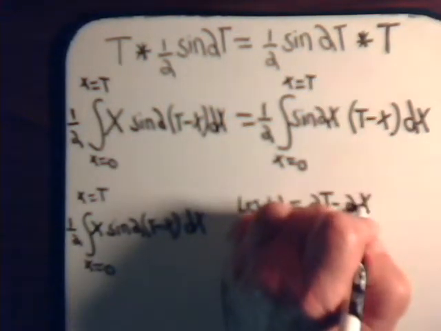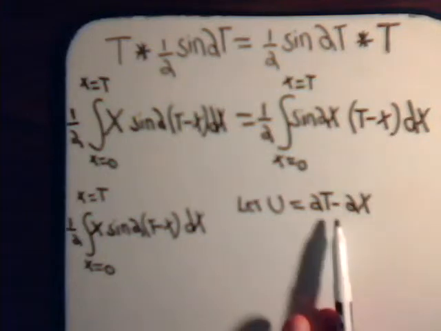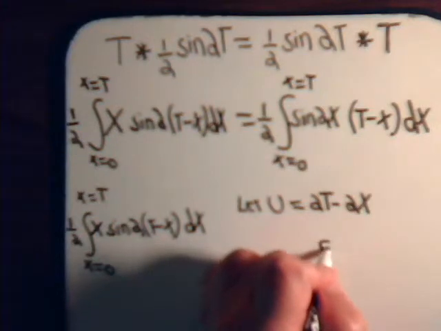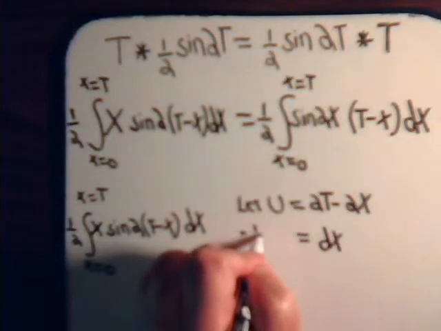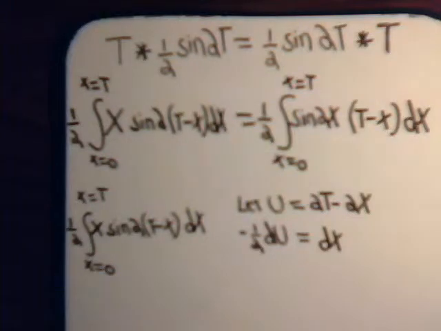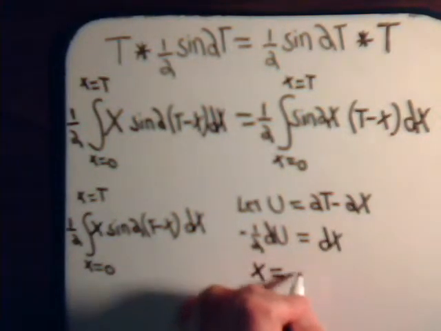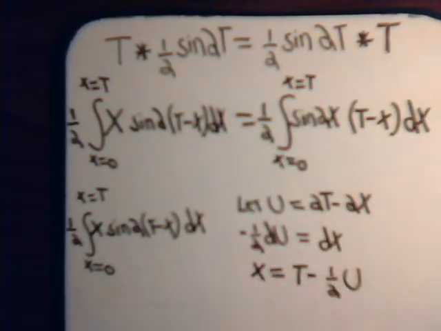And remember again, inside the integral, the t is just being treated as if it's a constant. So du will equal minus 2 dx, or dx is minus 1/2 du. Now here we have x. If we solve that for x, we have x equals t minus 1/2 u.